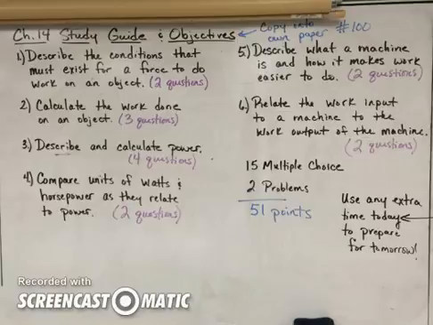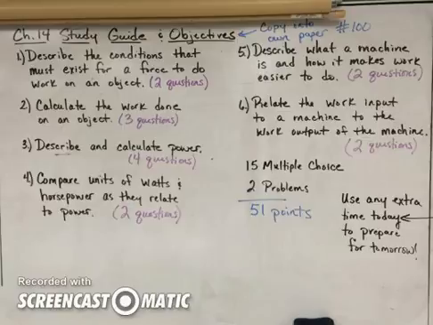You need to be prepared to see a list of actions and determine whether or not work is being done when those things take place or not. So examples of that would be things like climbing stairs or pushing a shopping cart. Keep in mind that for a force to do work on an object, the force has to be acting in the same direction that the object is moving. And that pretty much takes care of the first objective there for both questions that will show up on that quiz.